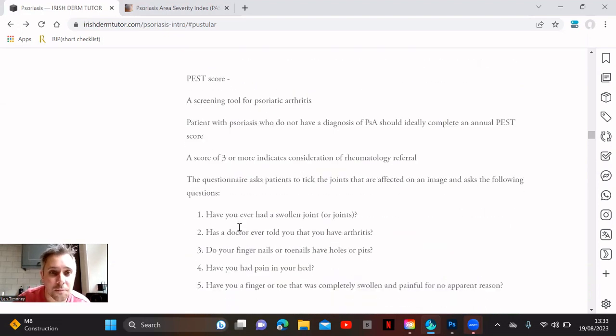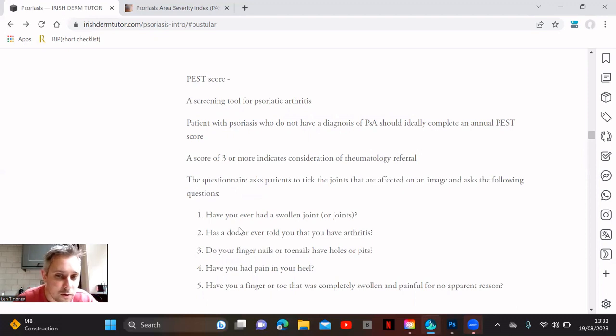And finally, there's something called a PEST score, and this is a screening tool for psoriatic arthritis. Patients with psoriasis who do not have a diagnosis of psoriatic arthritis should ideally complete an annual PEST score. A score of 3 or more indicates consideration for a rheumatology referral. On the score, you'll see an image of a person's body with all their joints with a square around it, and they're asked to tick all the joints that are affected on the image. And then it asks the following questions.